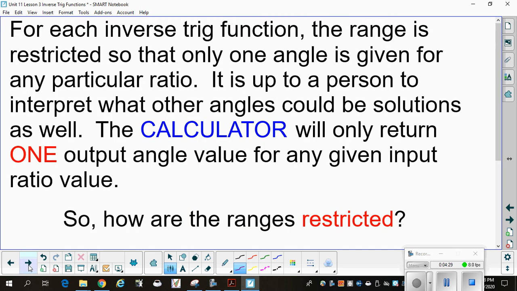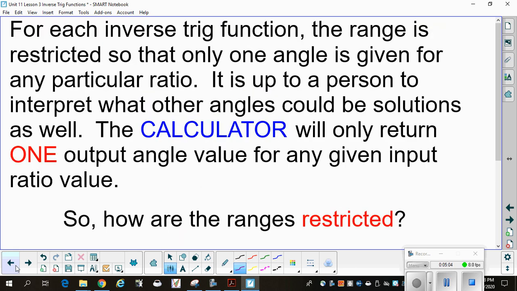Now, for each inverse trig function, the range is restricted so that only one angle is given for any particular ratio. This is the answer to the inverse trig function. The inverse trig relation might have multiple answers, but you as the human have to determine if those answers make sense. So it is up to a person to interpret what the other angles could be and if they would be solutions as well. The calculator will also only return one output angle for any given input ratio, and it's set to be a function.